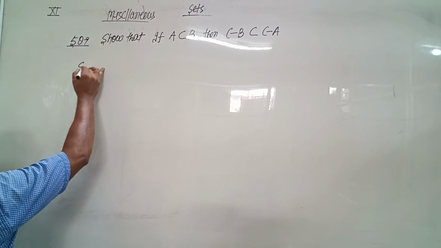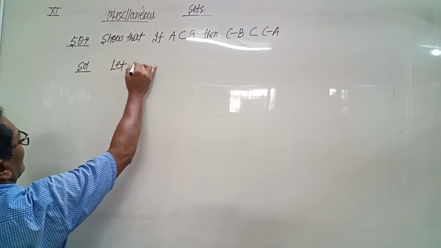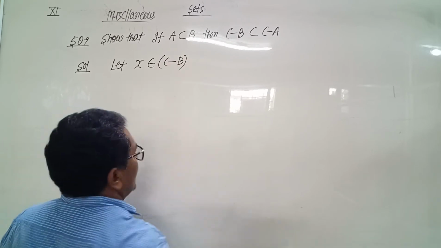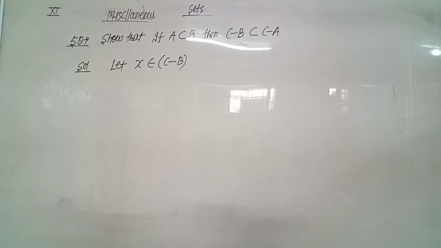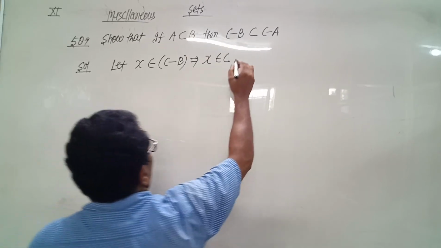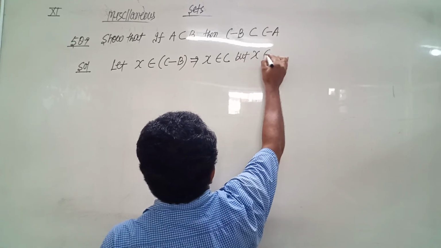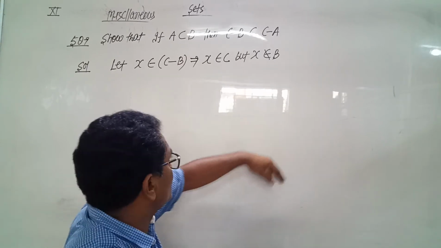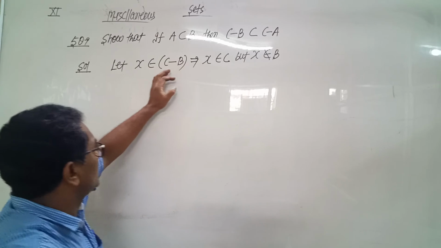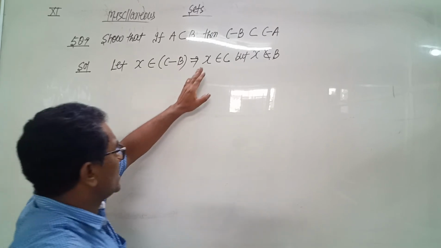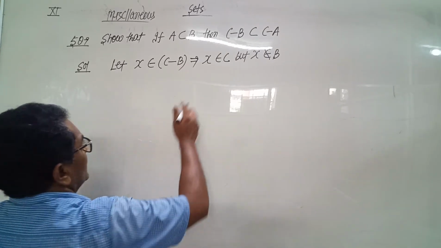So let X belong to C minus B. This implies that X belongs to C, but X doesn't belong to B. X belongs to C minus B means X belongs to C, but X doesn't belong to B, because the meaning of C minus B is those elements of C which are not in B.